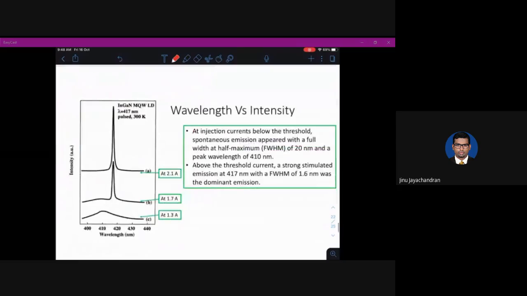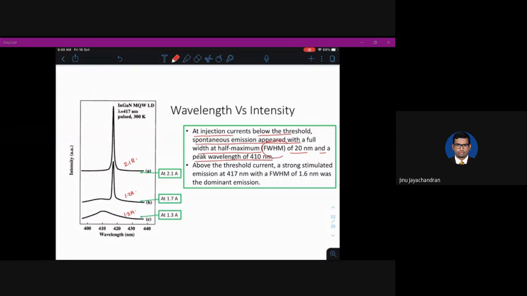If you look at the wavelength of the emitted light, this is for 1.3 amps injected current, this is for 1.7 amps injected current, and this is for 2.1 amps injected current. At injection currents below the threshold, spontaneous emission appeared with a full width at half maximum of 20 nanometer and a peak wavelength of 410 nanometer.